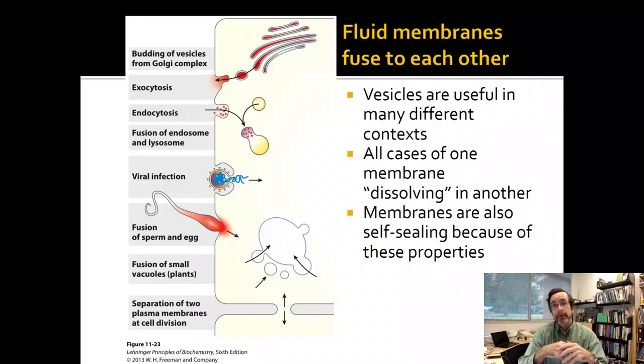Let's all dissolve. And that's what happens for all these complex biological processes: exocytosis, endocytosis, sperm moving and fusing with the egg, and small plants, they have vacuoles that move around. This is all based on this, and of course, I shouldn't miss out viral infection. SARS-CoV-2 has a viral membrane, a lipid membrane around it that helps hold it together. That dissolves into your membrane when the virus infects one of your cells. And if that sounds invasive, that's because it is.